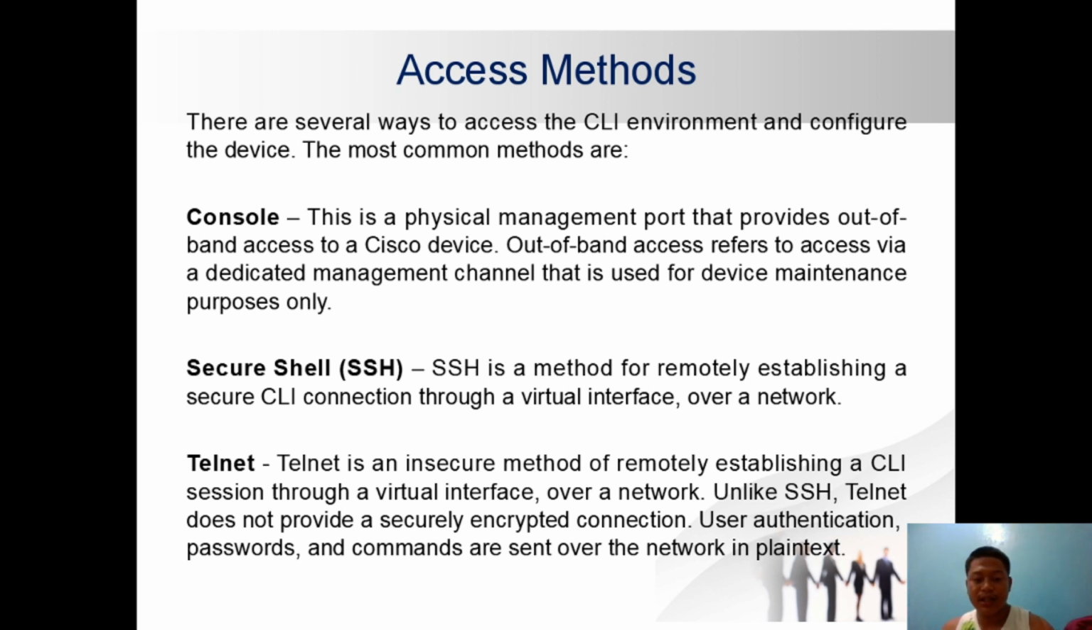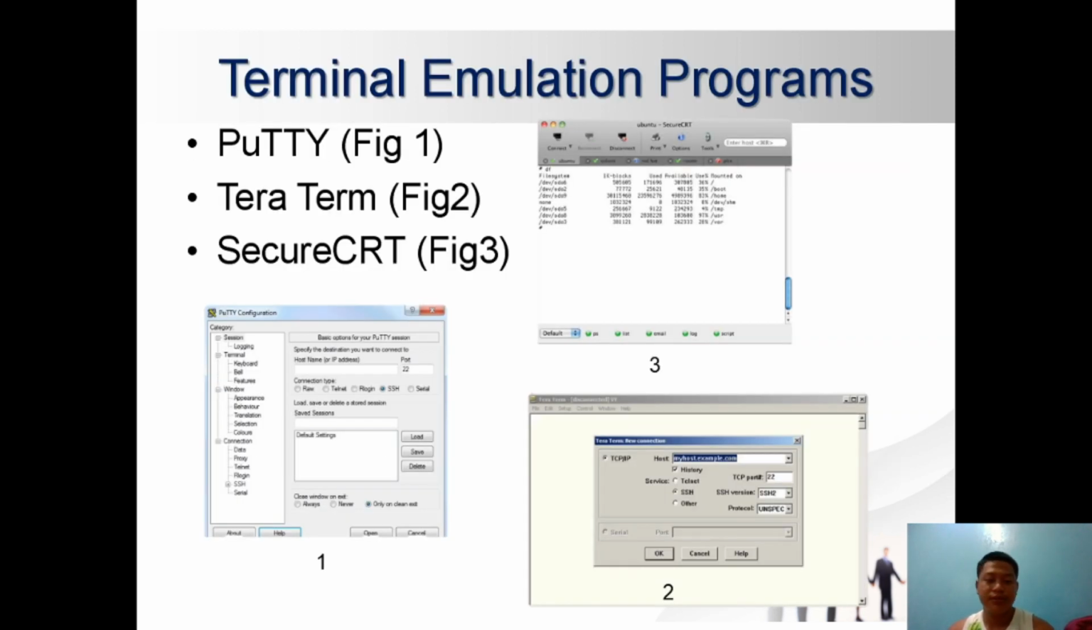Secure Shell, or SSH, is a method for remotely establishing a secure CLI connection through a virtual interface over a network. Telnet is an insecure method of remotely establishing a CLI session through a virtual interface over a network. Unlike SSH, Telnet does not provide a securely encrypted connection. User authentication, passwords, and commands are sent over the network in plain text. Terminal emulation programs include PuTTY, TeraTerm, and SecureCRT.